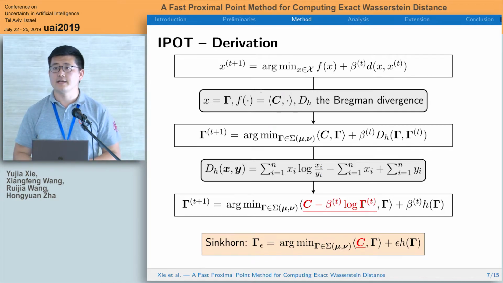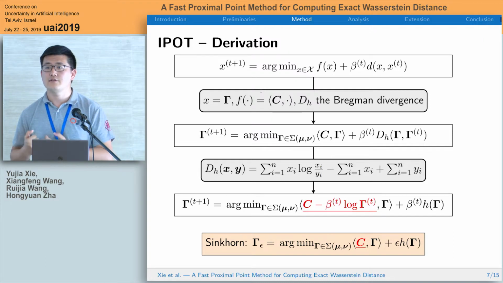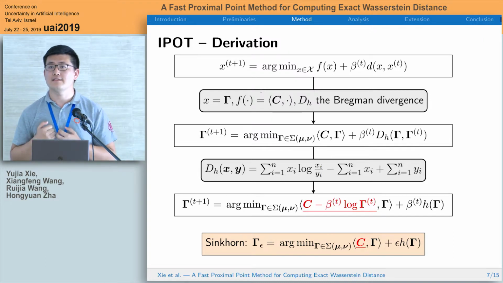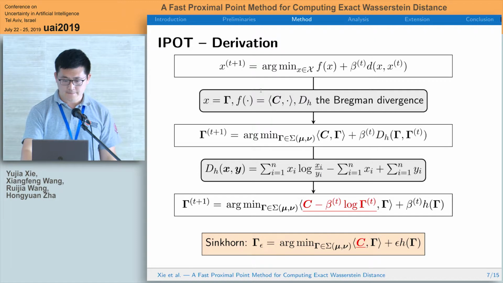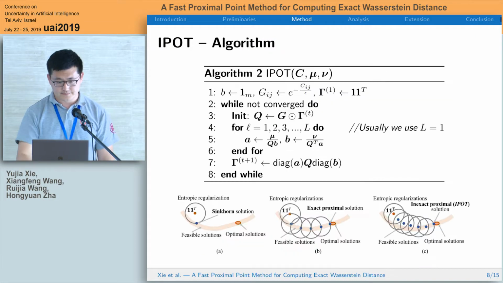Then obviously, in each iteration, it becomes a new linear programming problem with entropy regularization. So we can apply the Sinkhorn algorithm to solve the subproblem in each iteration of the proximal point method. So this is our main idea.